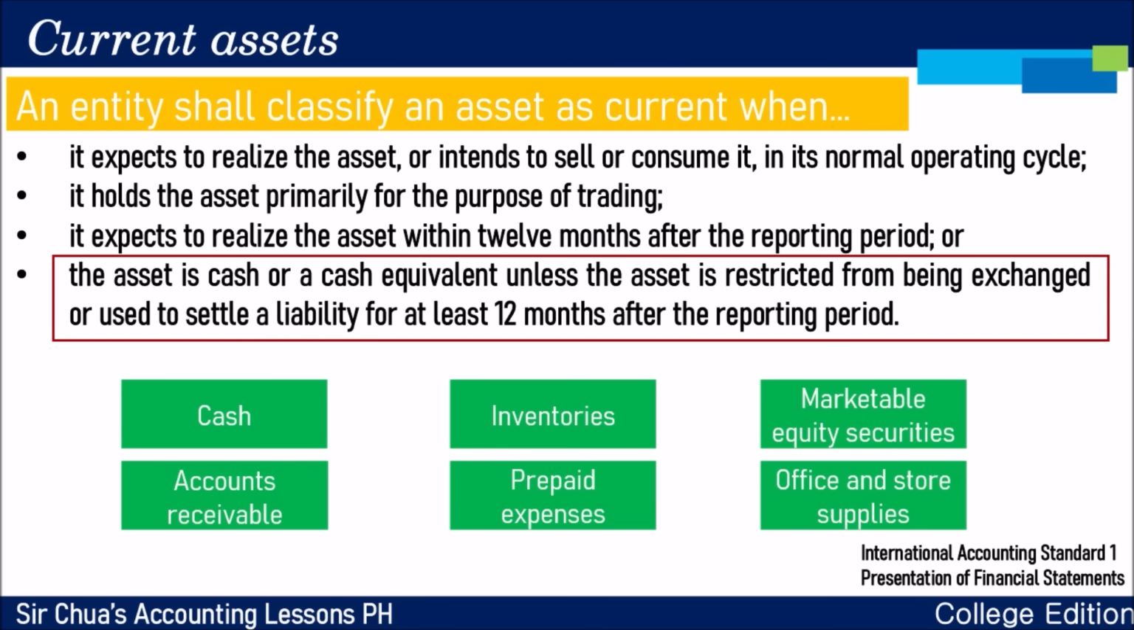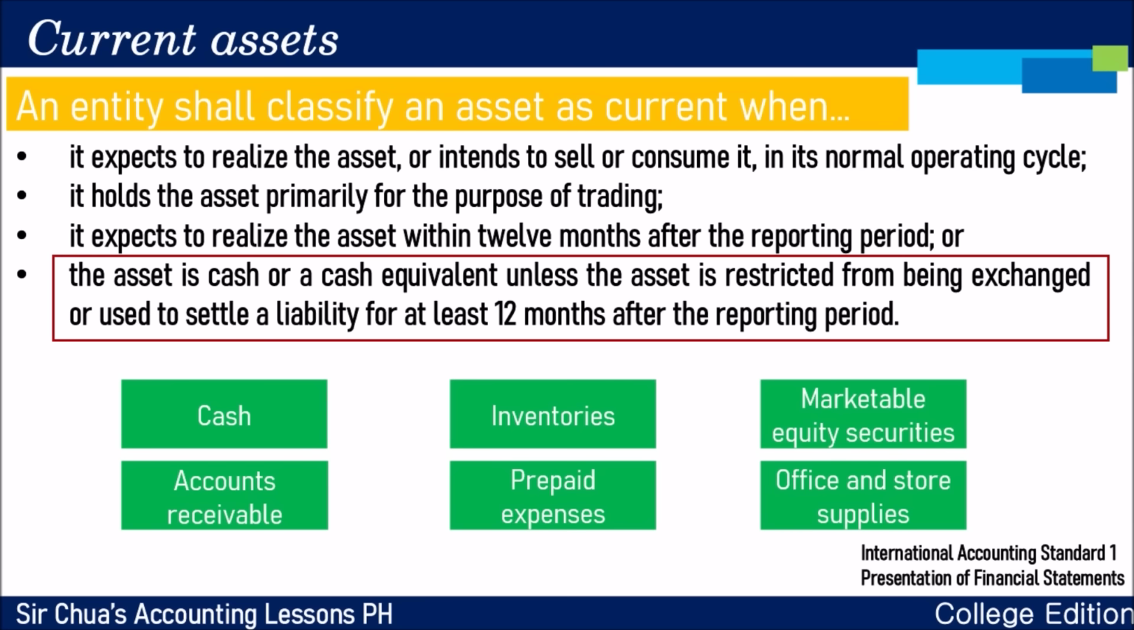Yun po kasi yung pinag-uusapan talaga natin. We can always say that cash and cash equivalents are current assets. That's a no-brainer already. Even a senior high school student can tell that to you, no? Kahit kauumpisa pa lang ng mga senior high school sa kanilang accounting, pag sinabi mo sa kanilang cash and cash equivalents, they can already tell you that those are current assets.